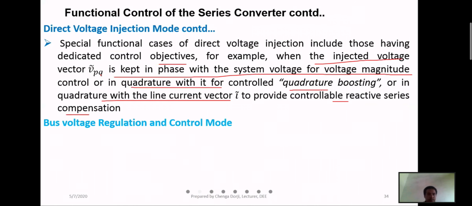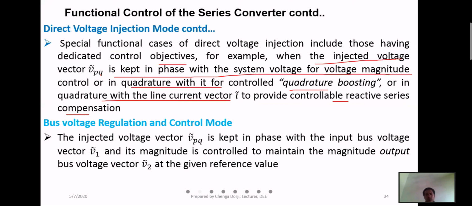Then you have the bus voltage regulation and control mode. Here you are regulating the bus voltage. The injected voltage is kept in phase with the input bus voltage and its magnitude is controlled to maintain the magnitude of the output bus voltage vector V2 at the given reference value. So you are controlling the bus voltage here.